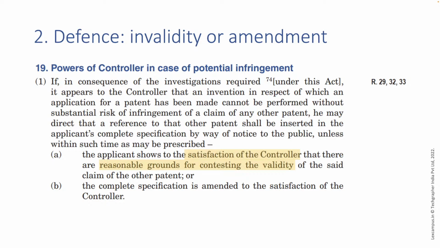So because the controller cannot do it, all the applicant needs to show is that there are reasonable grounds for contesting the validity. The second thing which the applicant can do is to amend to the satisfaction of the controller. Now, these are the two defenses that you can take in case of a potential infringement. And potential infringement is different from an infringement suit, which is in section 104 onwards. You can see the provisions that cover infringement suits.